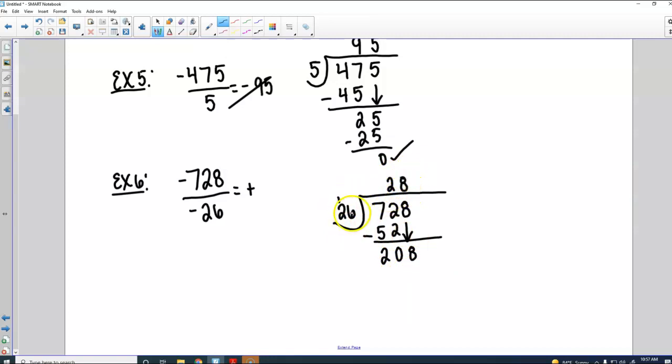All right, so 8 times 6 is going to give us 48. We're going to carry that 4. 8 times 2 is 16. Plus 4 will give us 20, which is 208, which will give us 0. So 28 is our answer. Okay, questions?